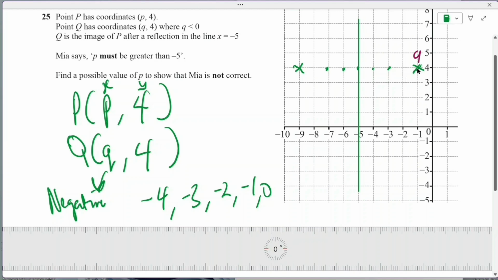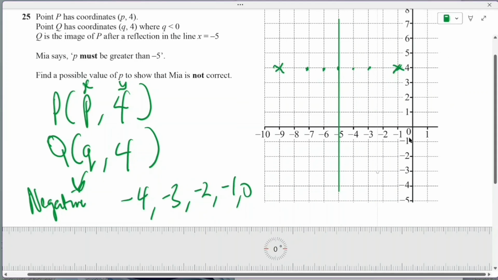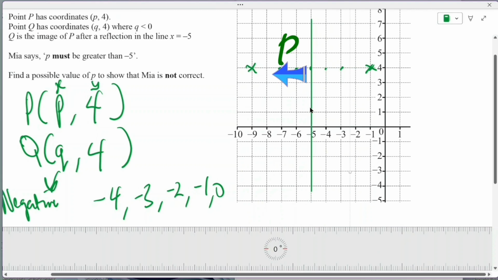And if Q is at minus 1 as the image, P is at minus 9. So small p, which is the x-coordinate of point P, can go as far as minus 9, which is less than minus 5, contrary to what Maya suggested, that P must be greater than minus 5, because this meets the Q requirement, that's the x-coordinate of point Q, which must be less than 0, as the reflection of P. So Mia is wrong because P can be on your left reflecting Q on your right, and while P can go from minus 5 to minus 9, Q will still be less than 0, which meets the Q requirement. That means Maya is not correct.